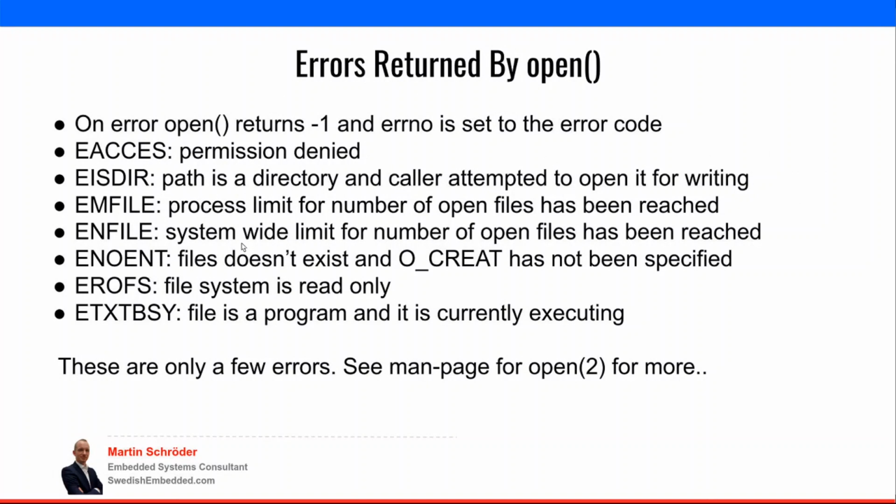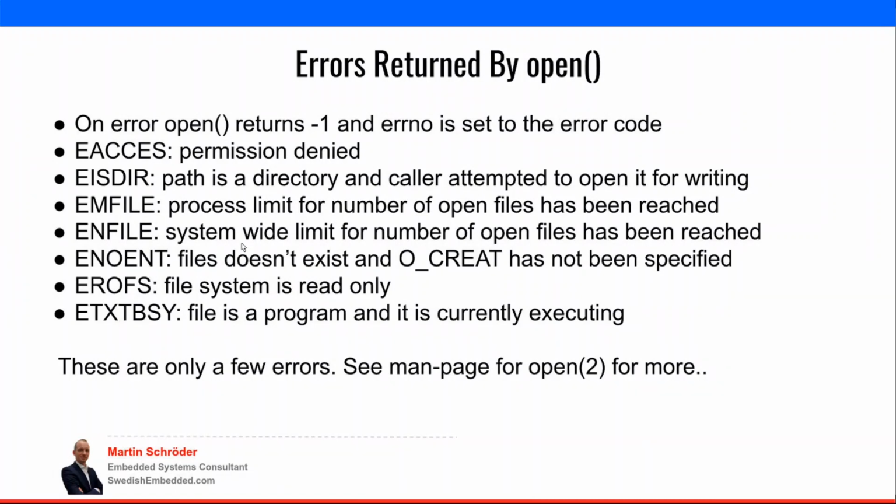Now, open does return errors. Or actually, open returns -1 if it encounters an error, and it stores the error in the errno variable, which is a global variable accessible to your application, which you can check if you get -1 returned by open. The most common errors are permission denied, EACCES. EISDIR is if you're trying to open a directory for writing. You're not allowed to write to directories, but you can open directories for reading. That's sometimes useful. But if you specify that you want to open it for writing, you get this error.